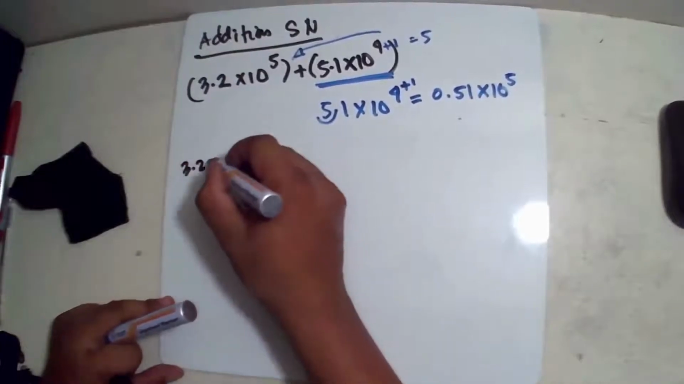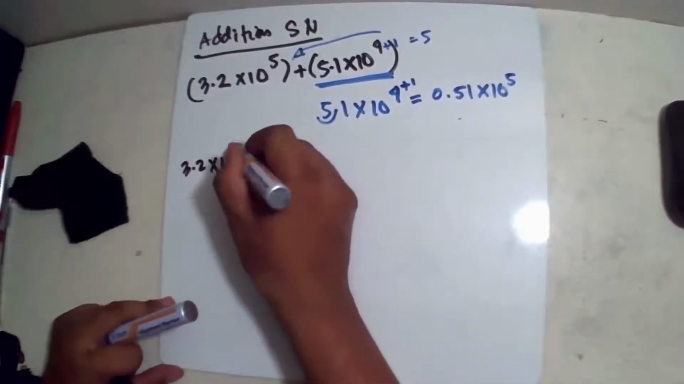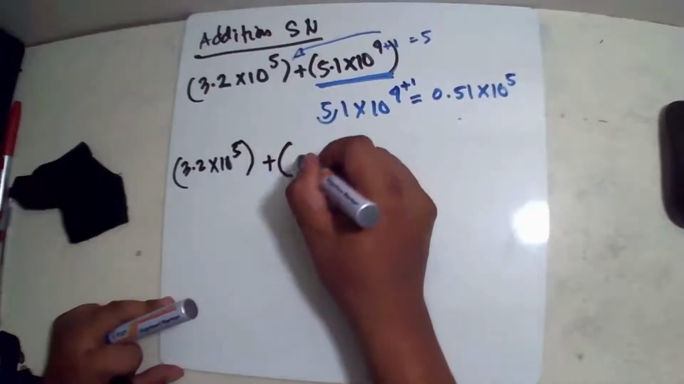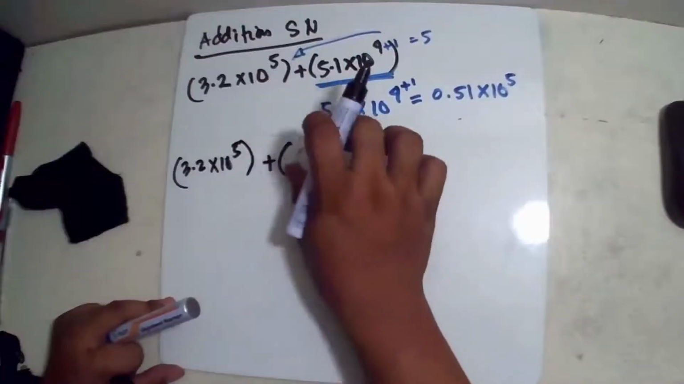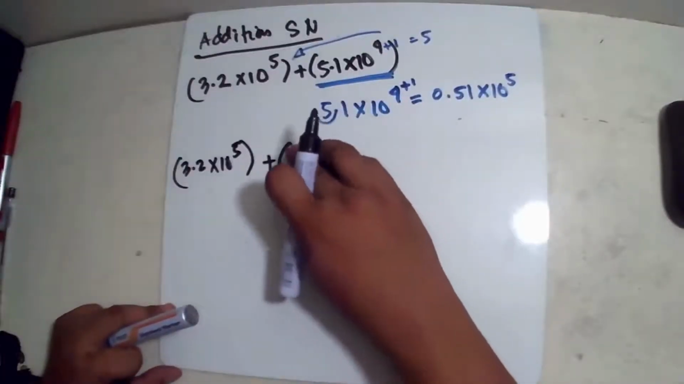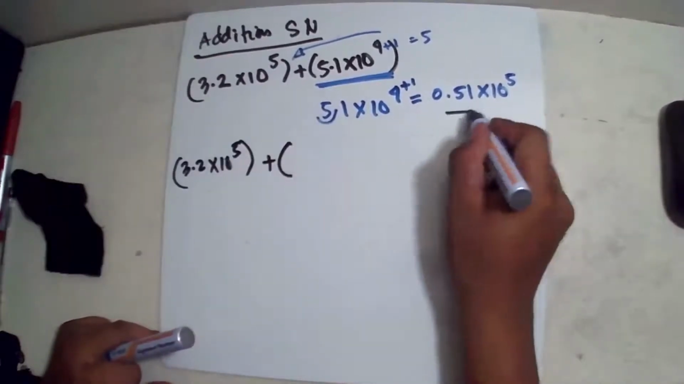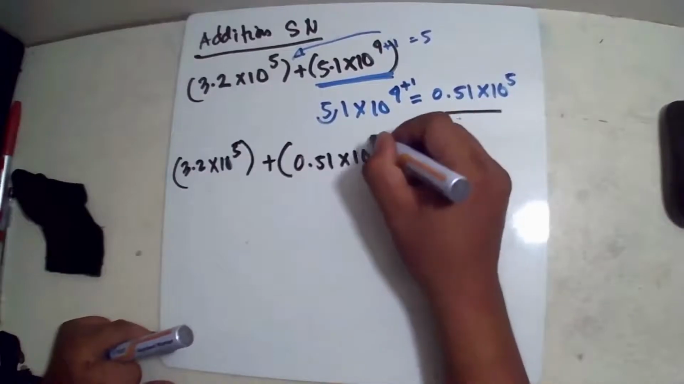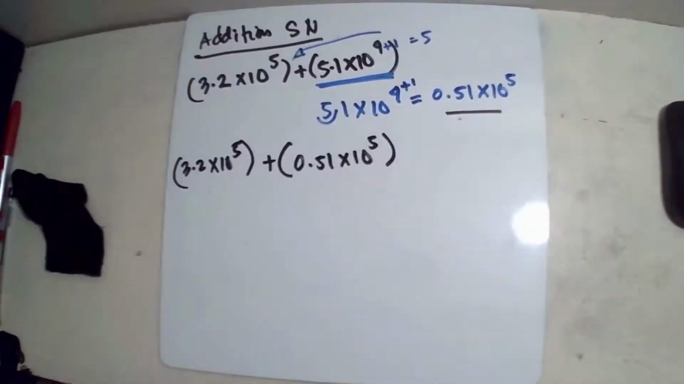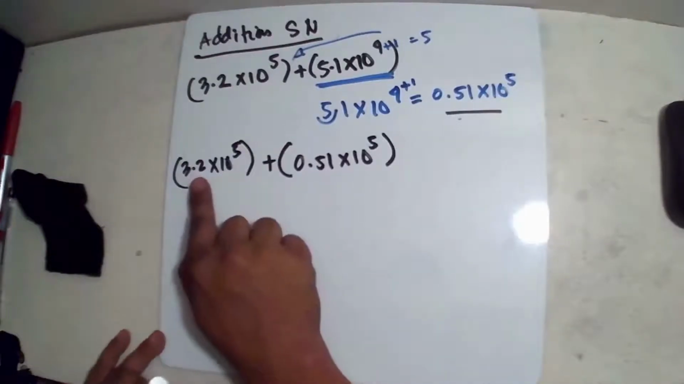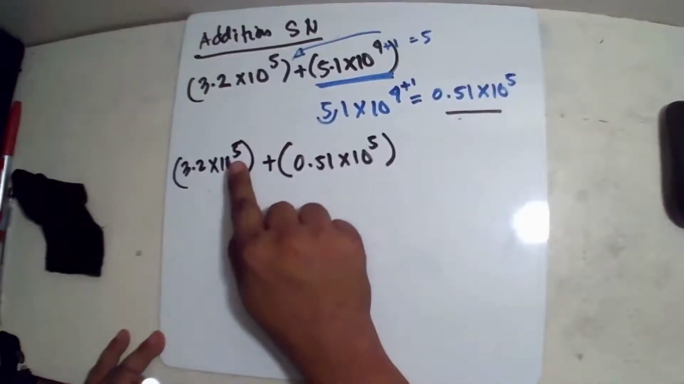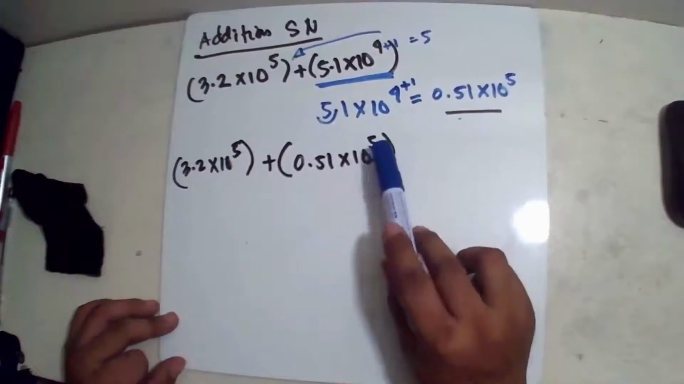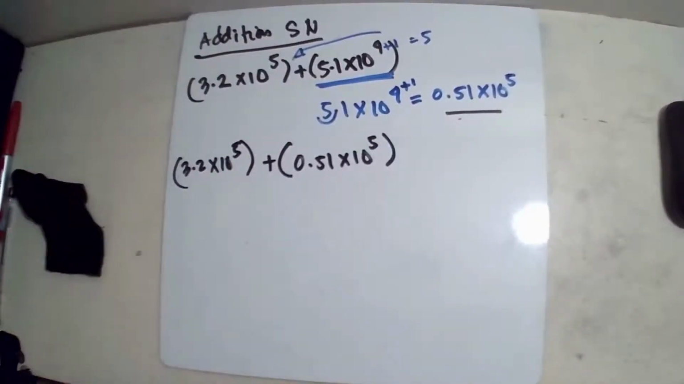Now the expression becomes 3.2 times 10 raised to 5 plus, and we will now use this computed value here, 0.51 times 10 raised to 5. So the exponents now are the same. For our first term, the exponent is 5, and for the second term, the exponent is 5. And we can now proceed to the addition of scientific notation.